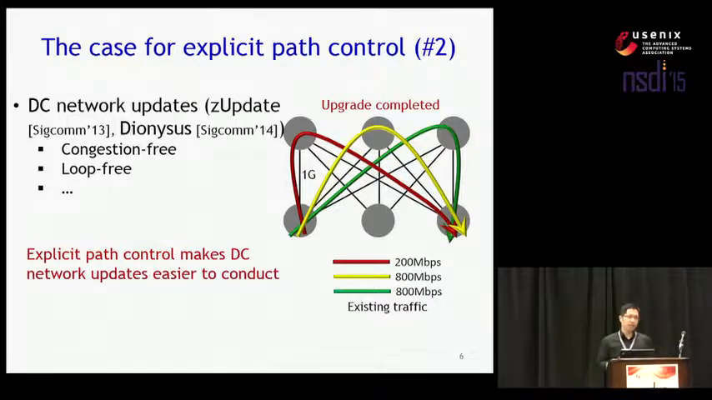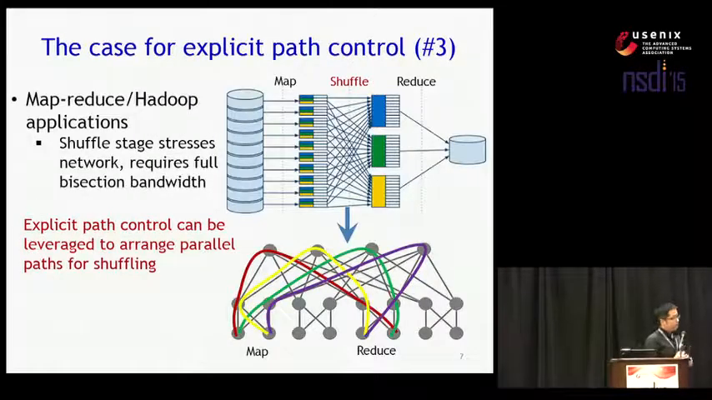The third example is map-reduce applications. As you know, the shuffle stage between map and reduce puts much stress on the network because it requires all-to-all communication, which requires full bisection bandwidth. Nowadays data centers have multiple paths between any two nodes, and explicit path control can be leveraged to arrange disjoint parallel paths to speed up this data shuffle.